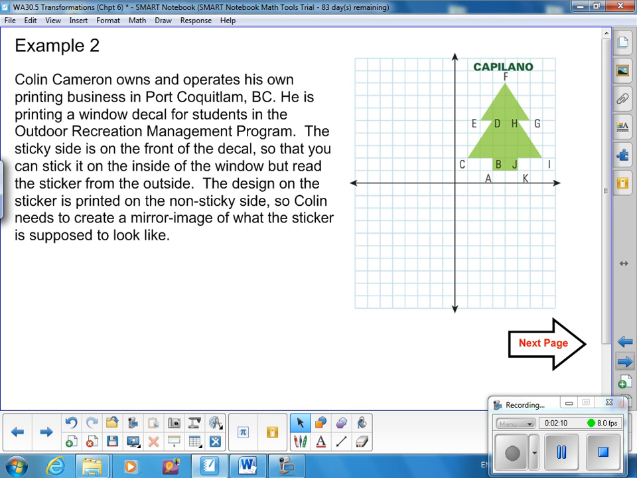Okay, Colin owns and operates his own printing business in Port Coquitlam in British Columbia. He is printing a window decal for students, and the sticky side is on the front of the decal so that when you stick it to the inside of the window, you read the sticker from the outside. So the design on the sticker is printed on the non-sticky side. So Colin needs to create a mirror image of what the sticker is supposed to look like.